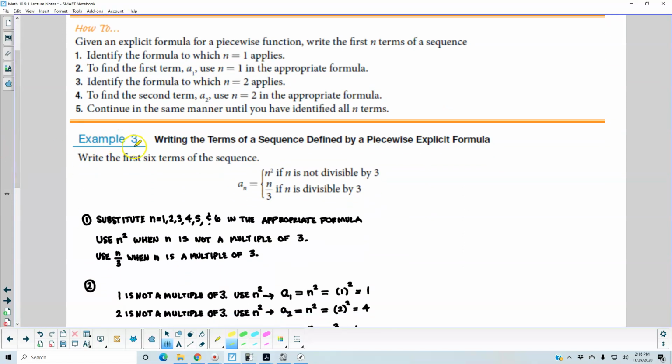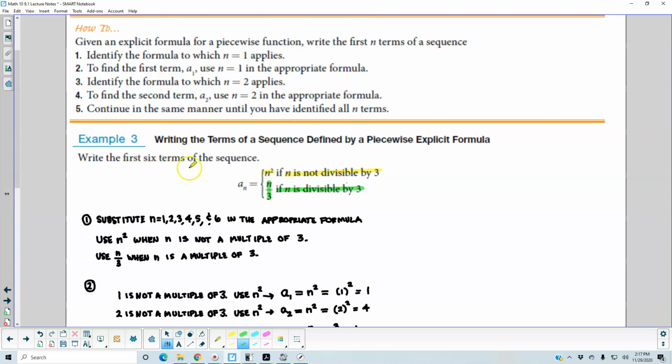So for example number 3, writing the terms of a sequence defined by a piecewise explicit formula. We're going to write the first 6 terms of the sequence. So a subscript n has 2 formulas. The first formula is n squared, if n is not divisible by 3. The other formula is n divided by 3 if n is divisible by 3.